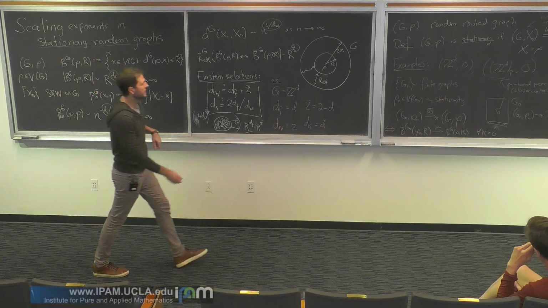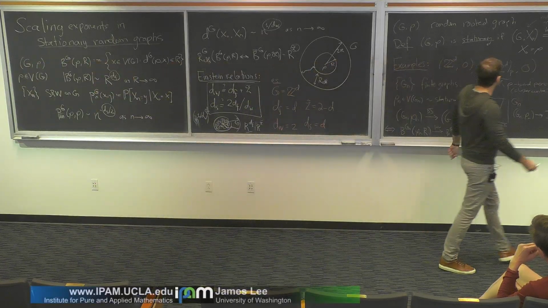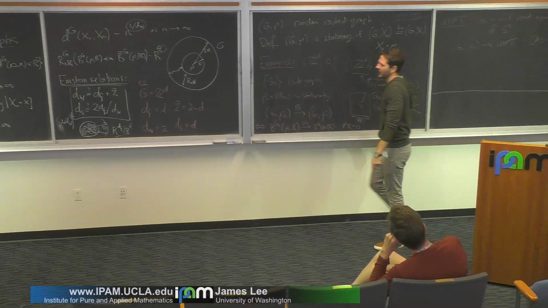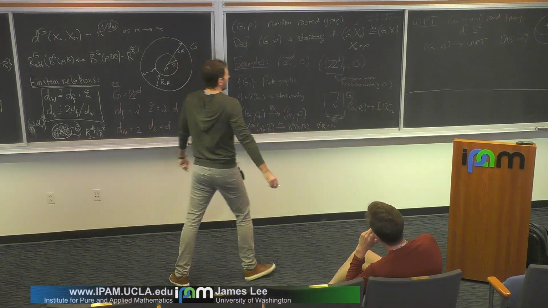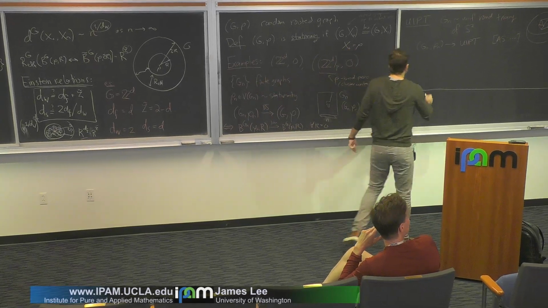Okay, good. So now for stationary random graphs, let me define these. I don't really want to define them very carefully, but let me define what I mean by these exponents.